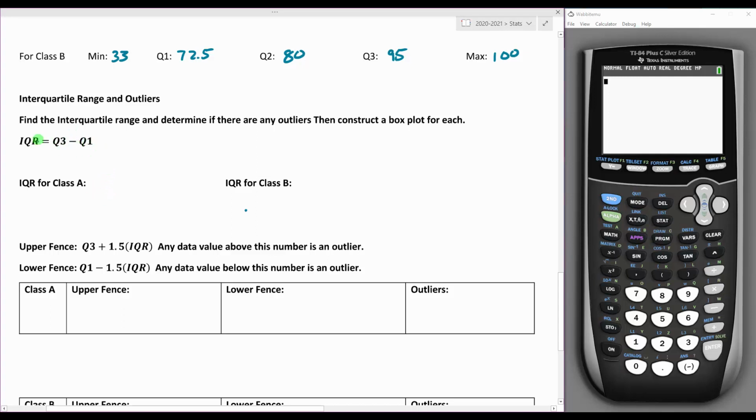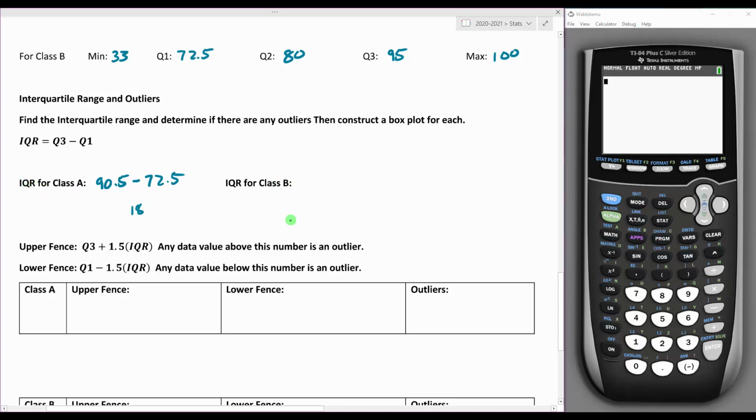calculate something called an interquartile range. It's very simple to calculate. We just take quartile 3 minus quartile 1. From class A, quartile 3 was 90.5, so we take 90.5 and subtract quartile 1, which was 72.5. Just subtract those two numbers, you get 18. That is the IQR, or interquartile range, for class A.